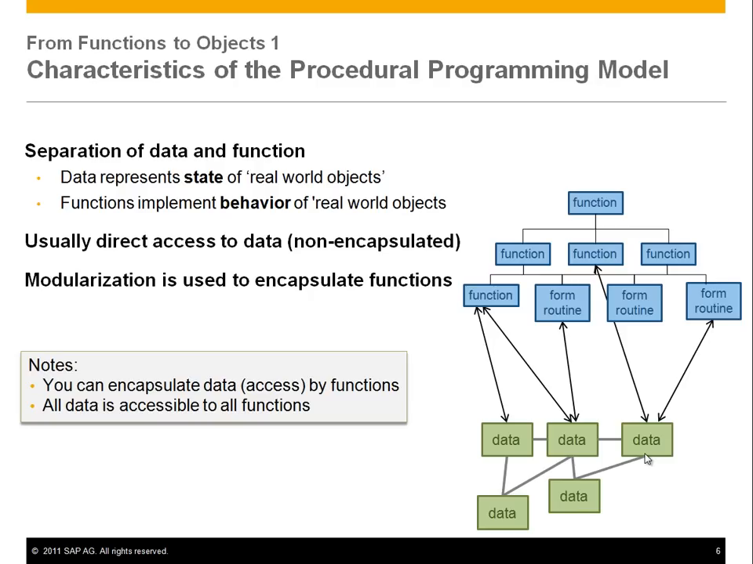The point though is that in general there's nothing that prevents any function from accessing all data. So you can encapsulate data access by functions by convention. For instance, you say, I only want to access this data through this form routine or through this function. But it's a convention that is not enforced by the system. And so you may have code where there are a lot of dependencies between a lot of different places that are hard to manage, because in general, all data is accessible to all functions.